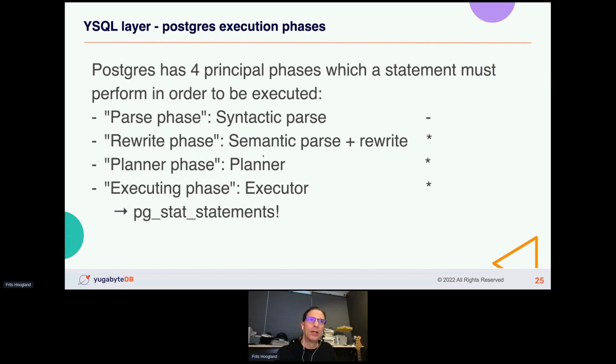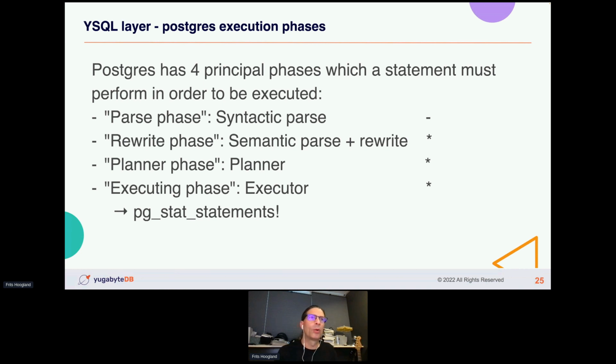So it does that. And once the planner created an execution plan, it goes to the last phase, and the last phase is the executing phase. And that is where the executor takes the execution plan that the planner created and actually executes it, and where it performs the things you want to do with the data.